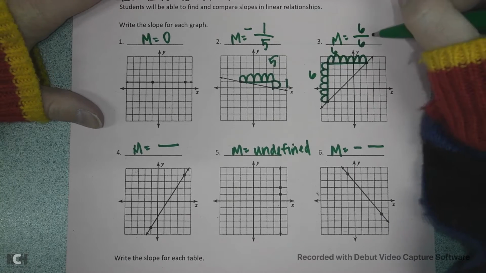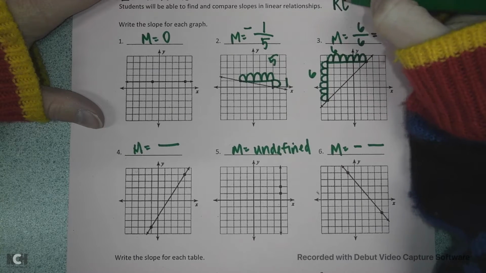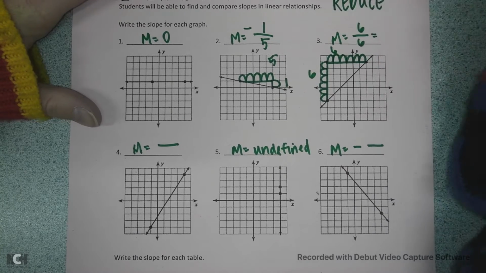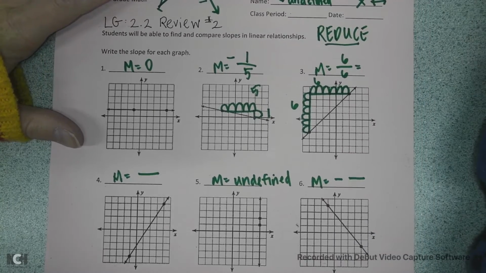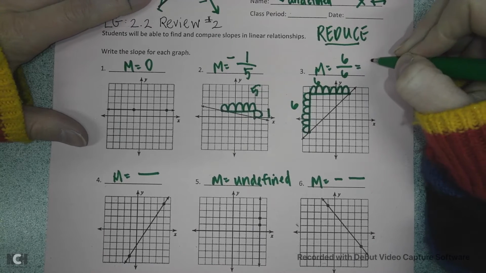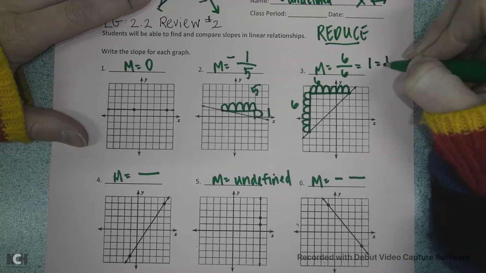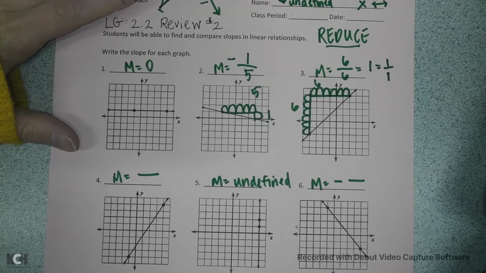So I want to make sure I reduce. All slopes should be reduced. If not, they'll be wrong. So reduce. Okay? Oh, sorry. So 6 over 6 reduces to 1, or you could have 1 over 1. Either answer is totally fine.